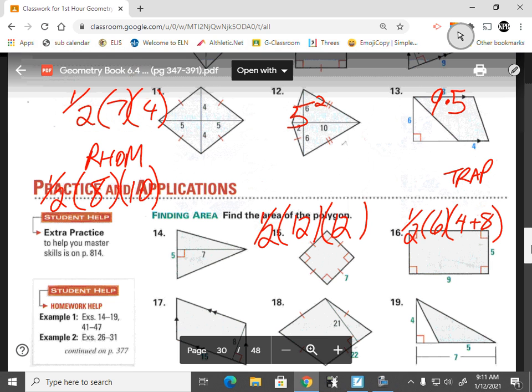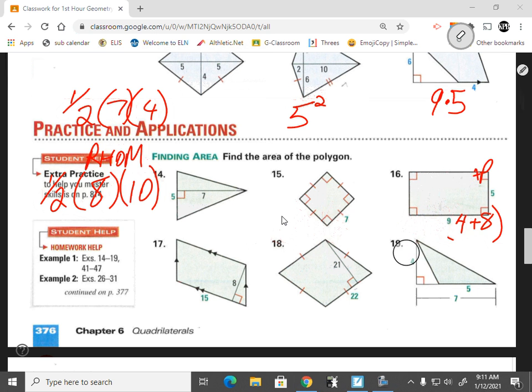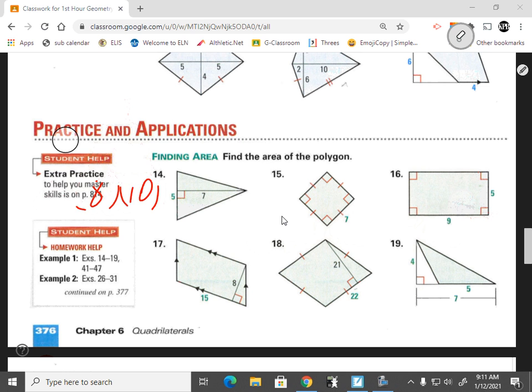Number 14 is a triangle, duh. Number 15 is a square, duh. Number 16 is a rectangle, duh. Number 17, what is 17? Parallelogram. Okay. It's using Smart Ink, which isn't so smart, but I'll take it. So you shouldn't have any questions really on 14 through 16, right? Those are pretty easy, actually through 17.